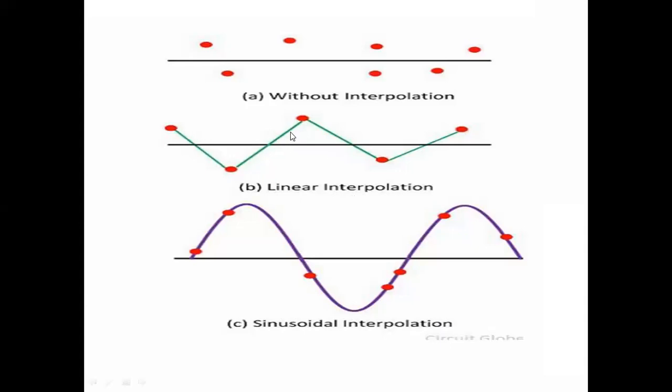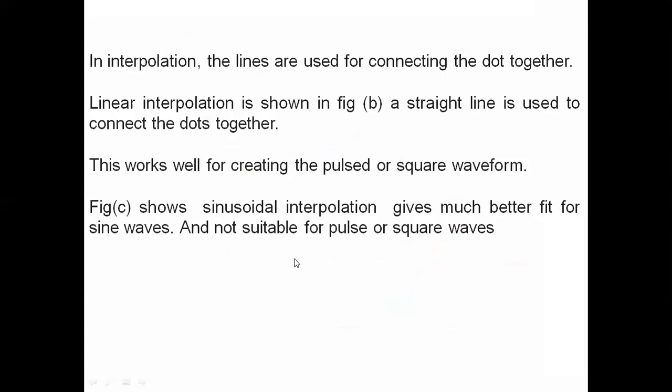So this is like a triangle, like a linear ramp signal, increasing and decreasing, or we can consider it as a triangle shape. By using this method, we can also produce the pulse and square outputs, but we cannot produce the sinusoidal signal by using linear interpolation. By using sinusoidal interpolation, we can produce only sinusoidal signals. So that is explained here.